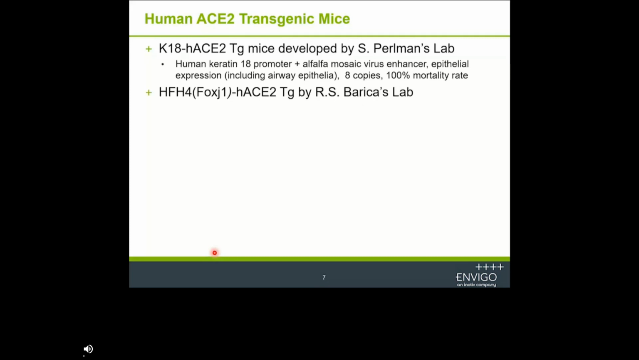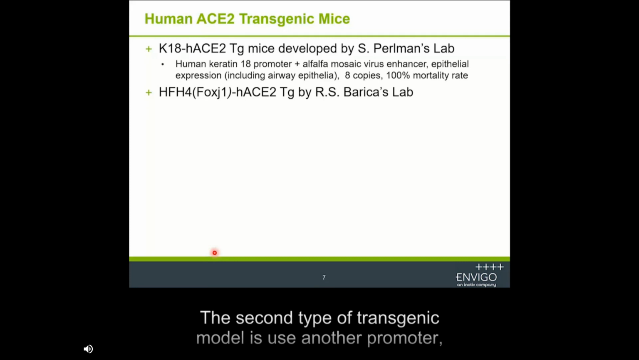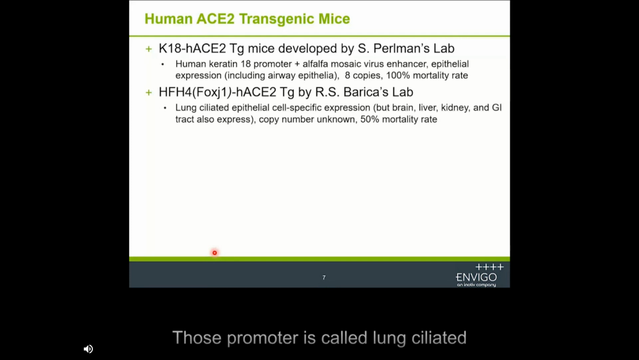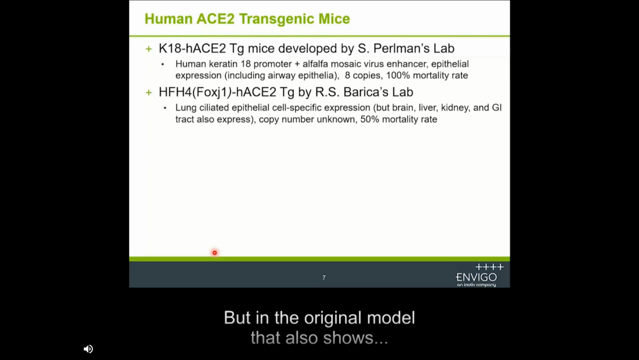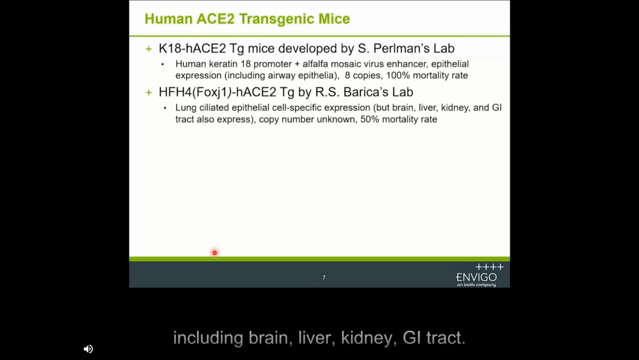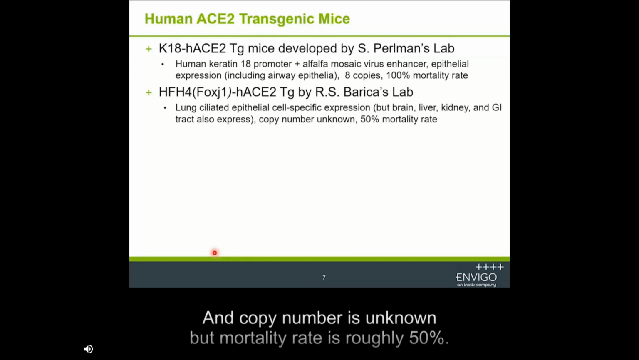100%. The second type of transgenic model uses another promoter, called the HFH4 or FOXJ1 promoter, to drive human ACE2 expression. This promoter is a lung ciliated epithelial cell specific promoter. But in the original model, the authors also showed it is expressed in different organs or tissues, including brain, liver, kidney, and GI tract. Copy number is unknown, but the mortality rate is roughly 50%.